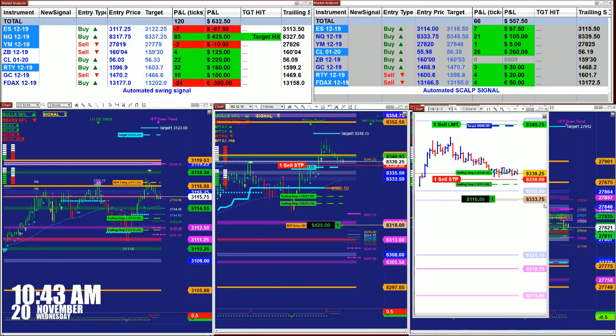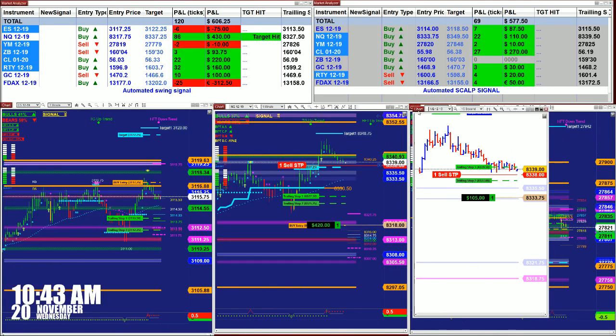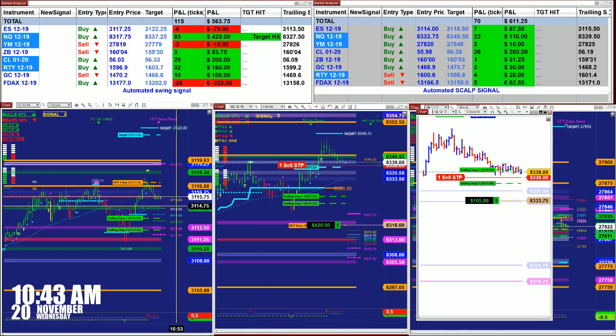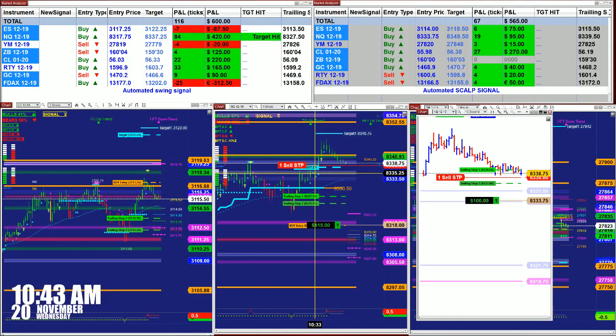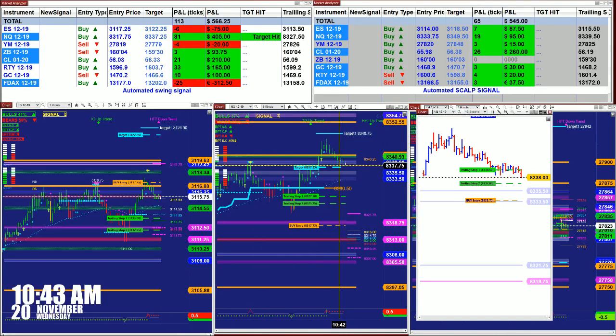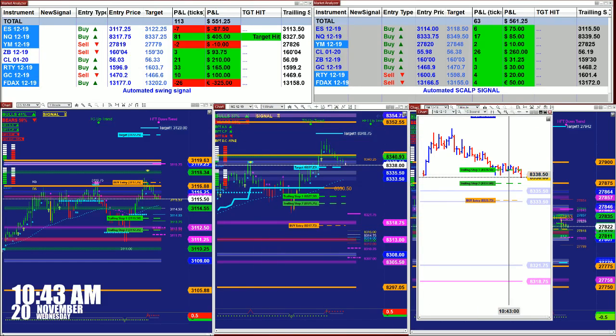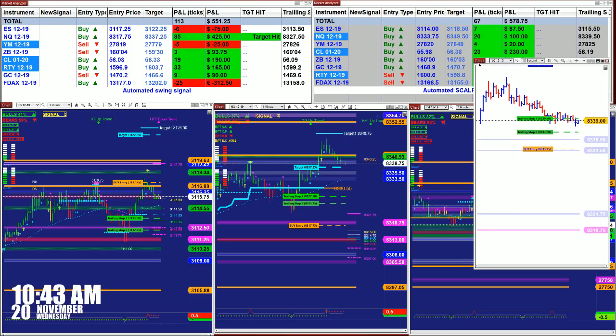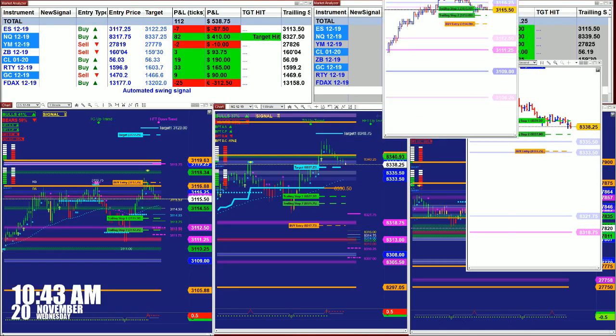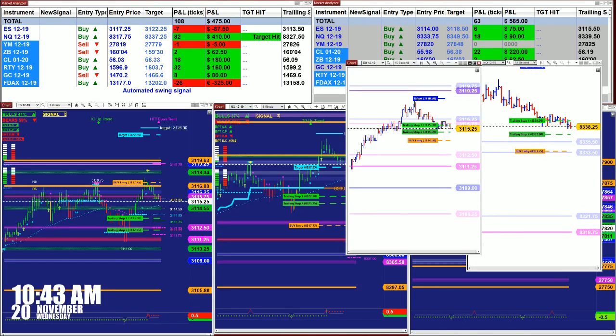So we have one trade left on the scalper, which is the Nasdaq, and let's see what happened on the Nasdaq. It looked like we were about to close on the Nasdaq. It closed very fine. Both of them closed at the same time. This is nice. And we have no more trades on the scalpers. We are waiting on the next round.